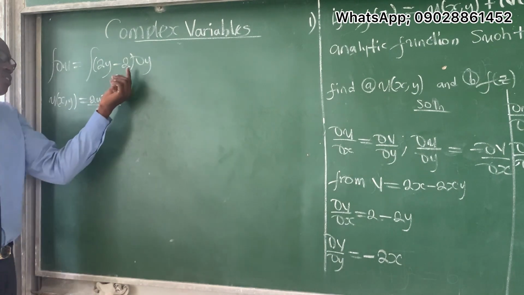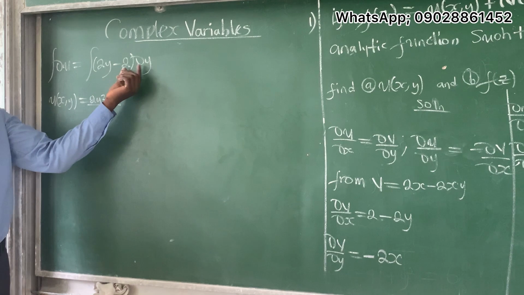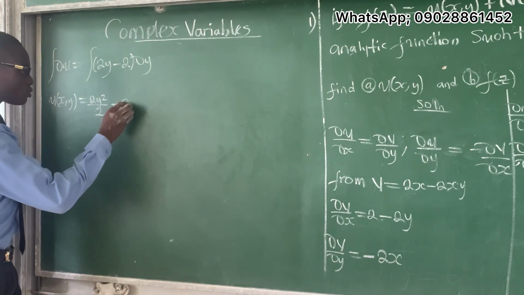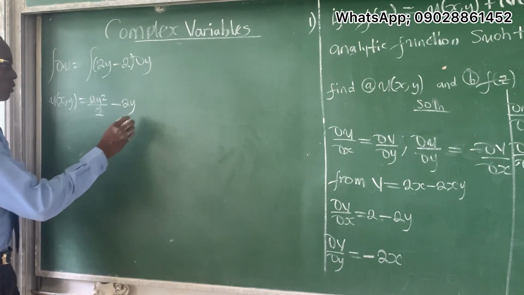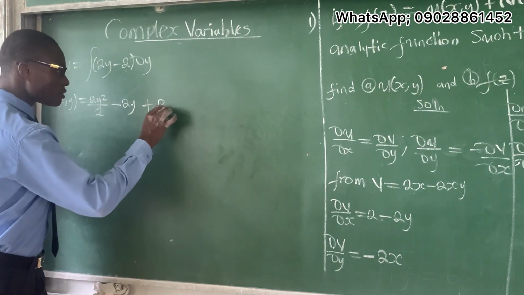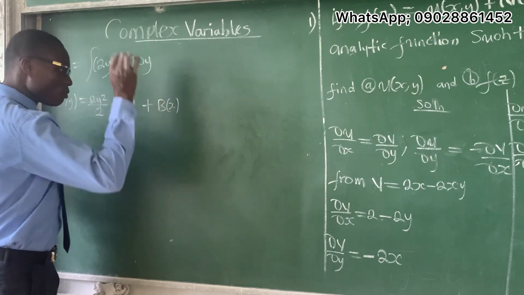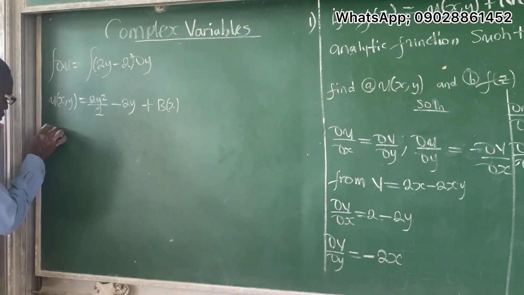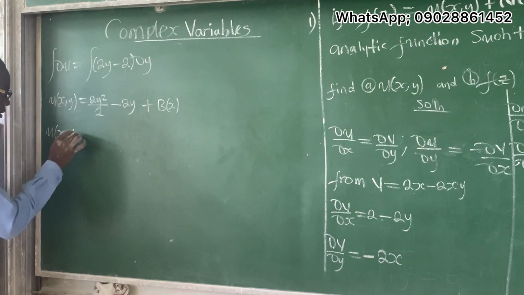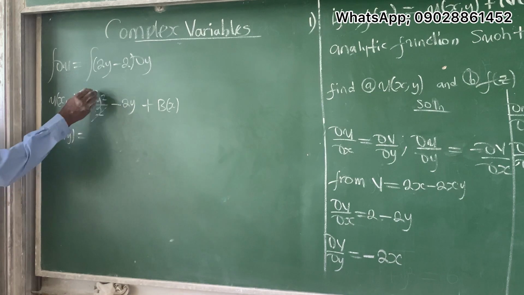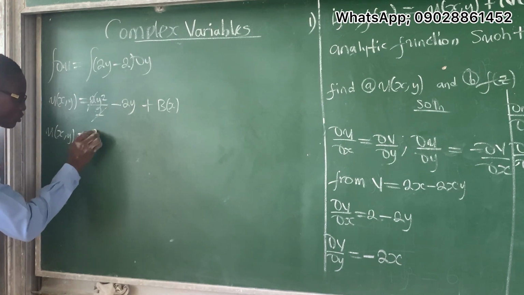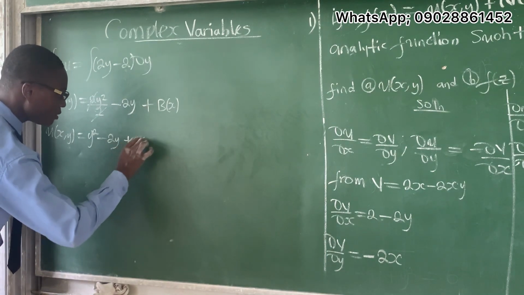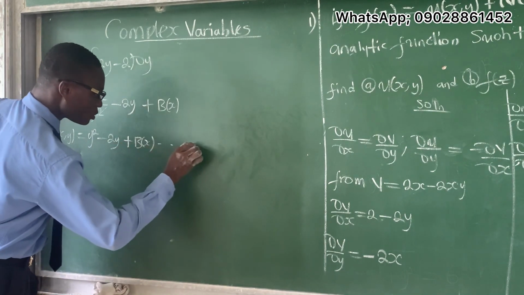Don't forget, if you integrate any constants with respect to x or y, you just have that variable multiplied by the constant. So we are going to have 2y plus another constant, which is a function of x, because we have treated x as constant. So this implies that u of x and y is equal to 2, we cancel out, we are going to have y squared minus 2y plus b of x. Call this equation 2.